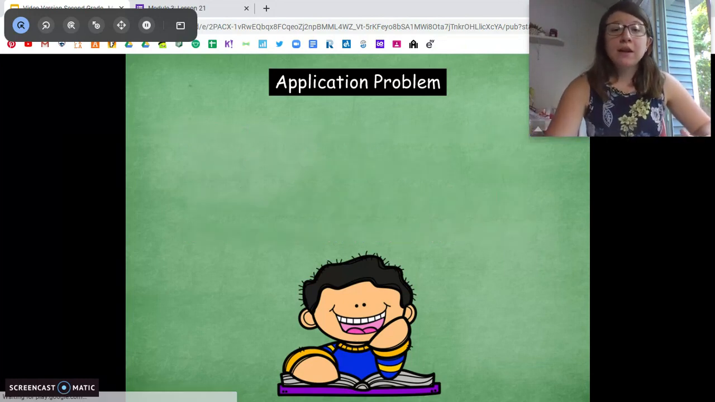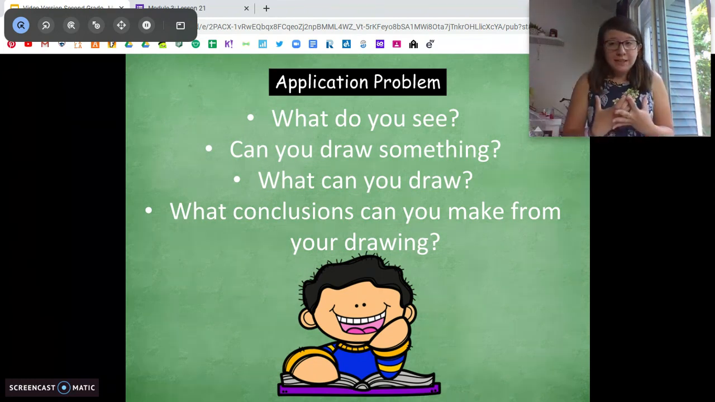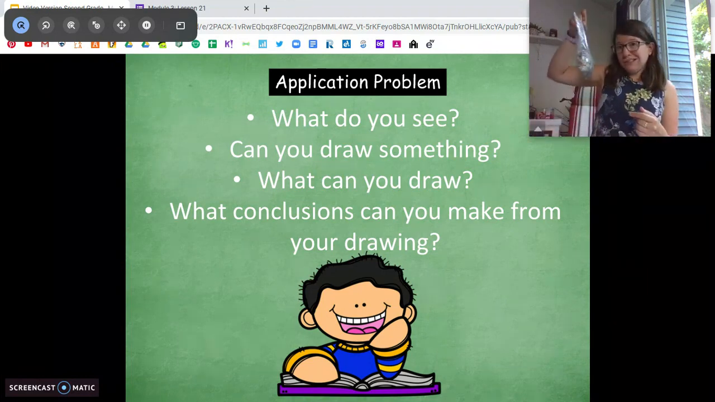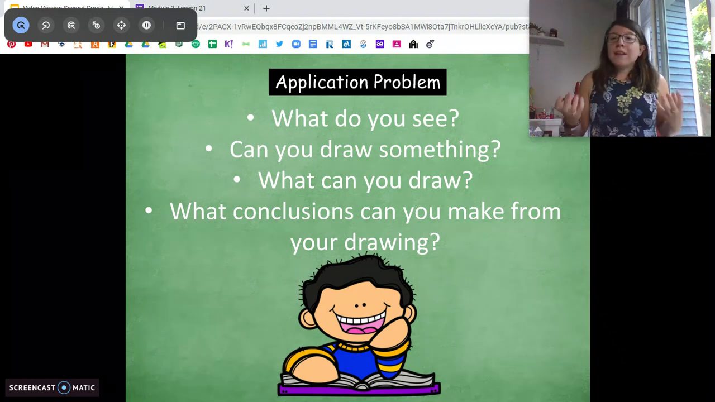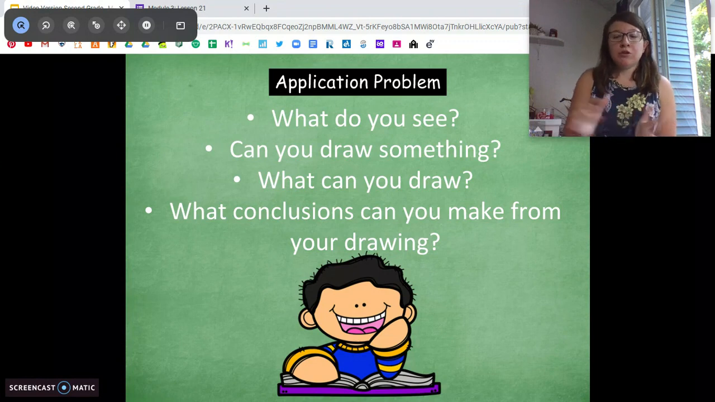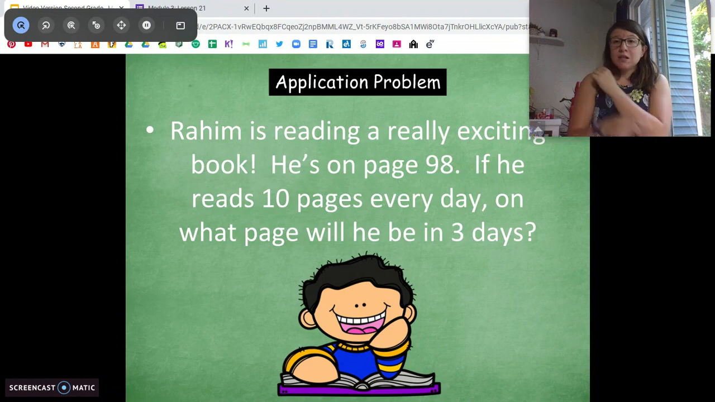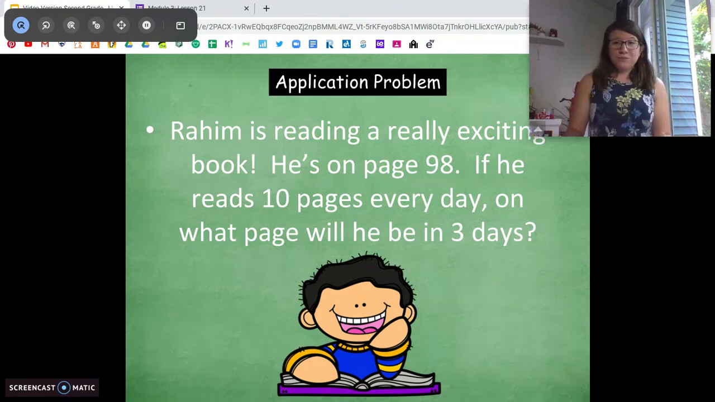Before you solve, I want you to talk with someone at home about what you're seeing in the problem. Can you draw something? This one you might be drawing a picture, or you might be using your place value discs. If so, what can you draw? And what can you understand about the problem? What conclusions can you make from your drawing? So I'm going to go back to the problem. I'm going to leave that up. I want you to pause, talk to someone at home first, and then solve. So pause, talk, solve. Go.